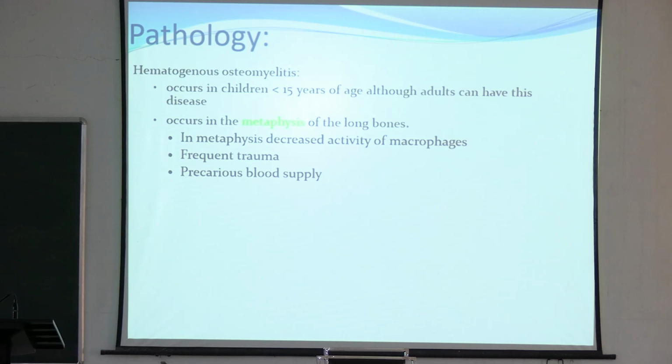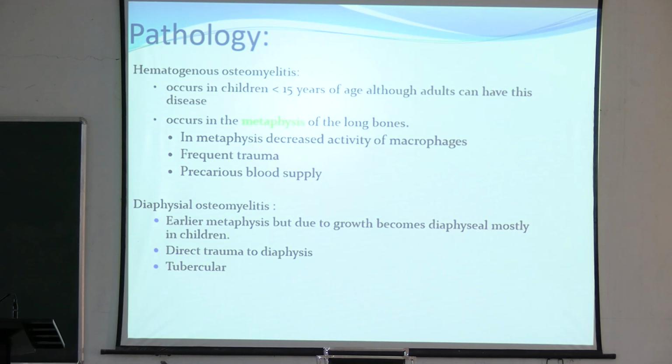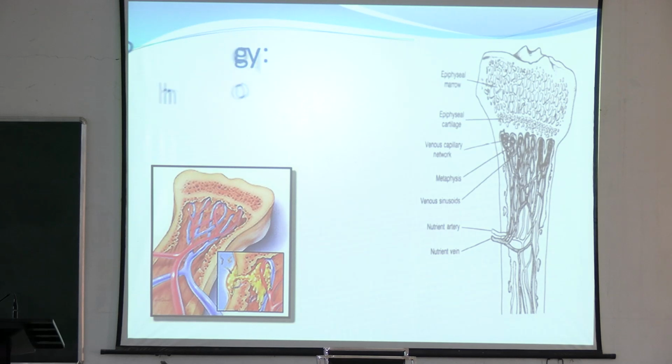Yes, so this is an important slide. It occurs in the metaphysis of the long bones. Why does it occur? Because there is a precarious blood supply, a decreased activity of macrophages, and the main thing that happens is what I told you, the end loops. That is important. Yeah, this is the main thing. So this is what happens.